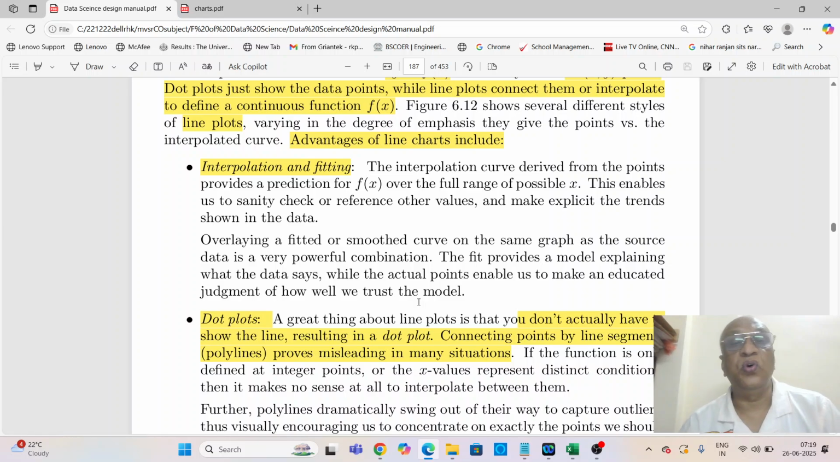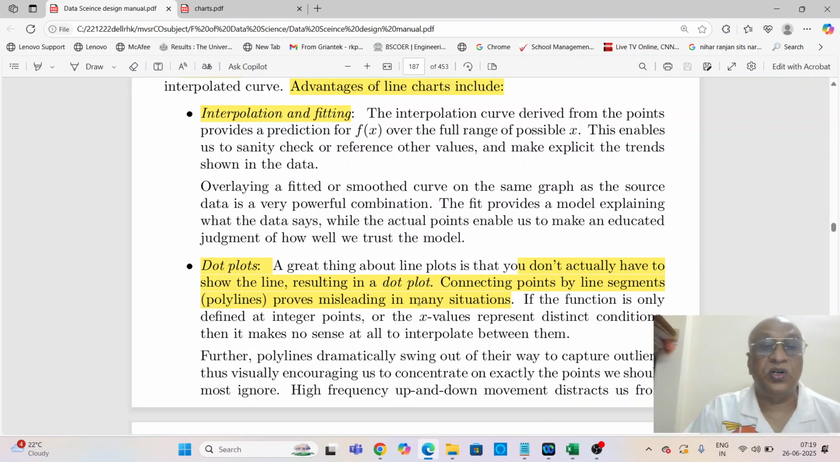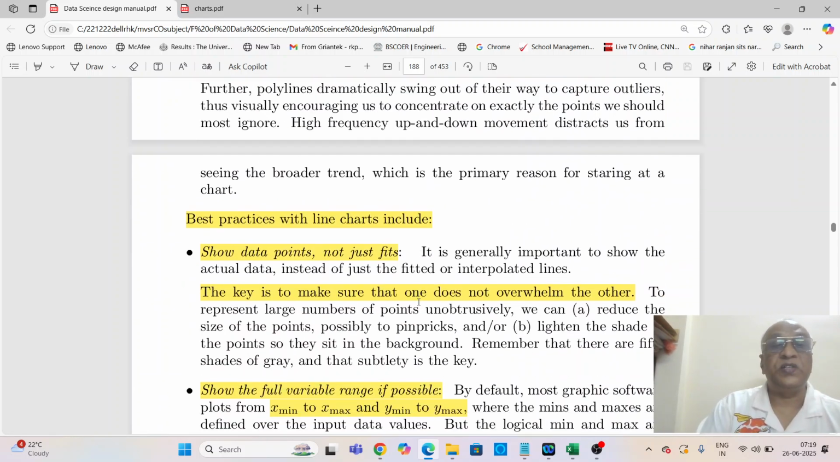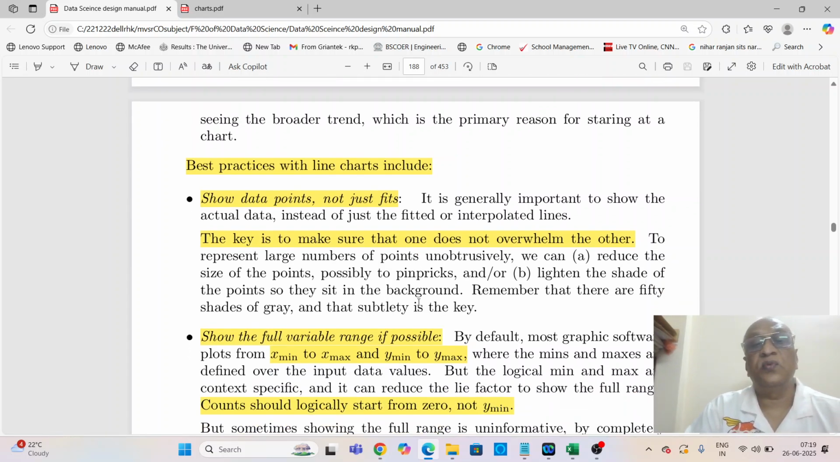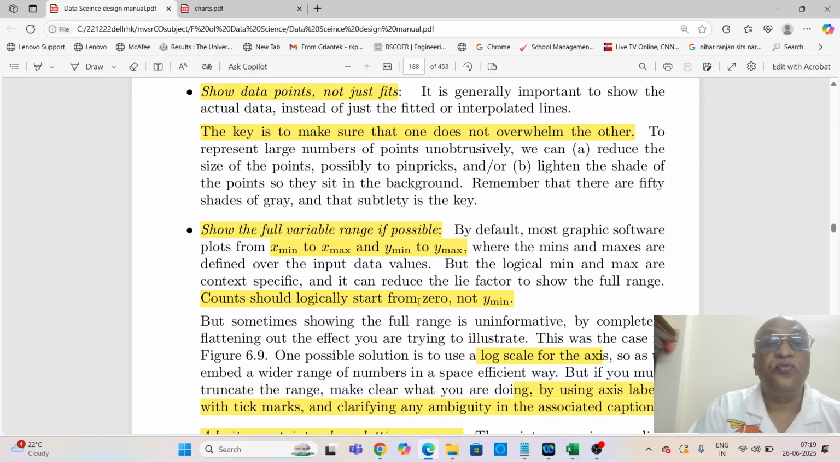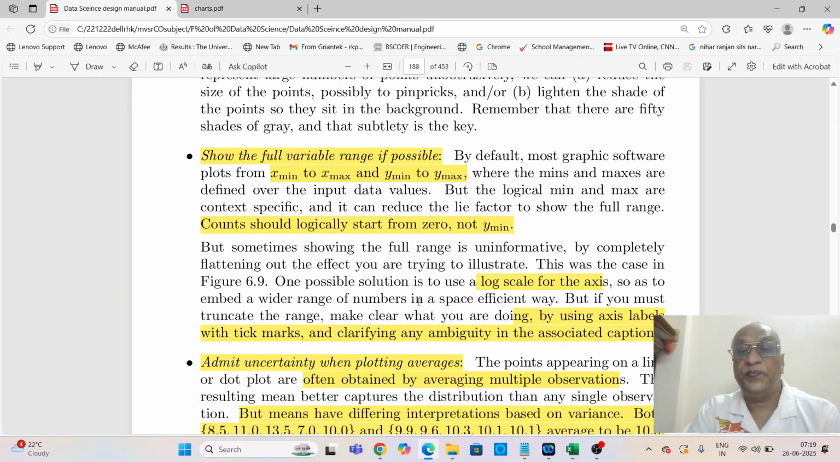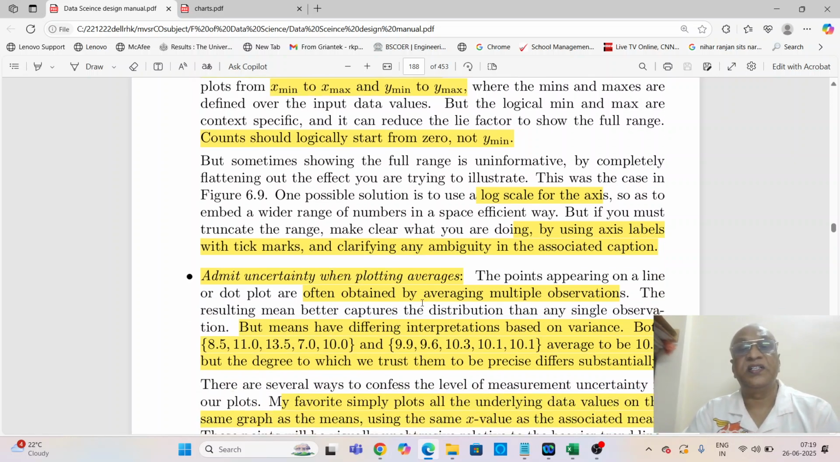What are the advantages of a line plot? They show interpolation and fitting, which makes prediction easier. They inherently show dot plots, because line plots are what? Dot plots only connected over a line. What are the best practices with line charts? They show data points, not just fits, so ensure that one does not overwhelm the other. Show the full variable range if possible. Admit uncertainty when plotting averages.